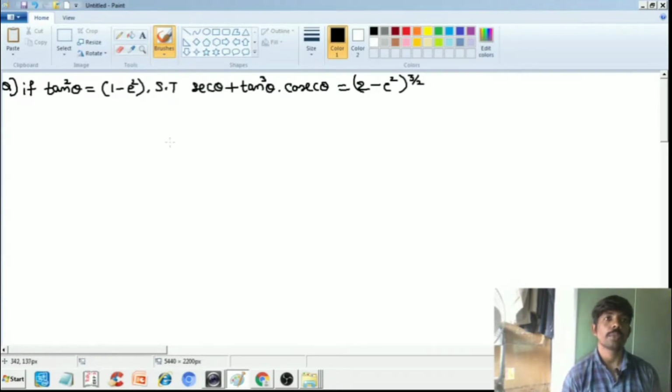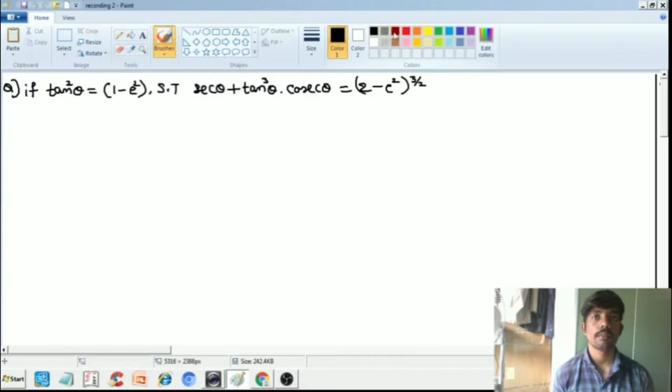In this video I am going to discuss trigonometric ratios remaining problems. So here we have the question: if tan square theta is equal to 1 minus e square, then prove LHS is equal to RHS. Now consider first this given condition. I am writing, given tan square theta is equal to 1 minus e square.